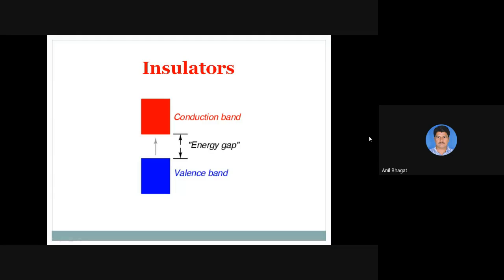An insulator acts as an escape-proof. There is no current flowing through that device, right? The conduction band and valence band are separated by the energy gap, and a very large gap is in between the valence band and conduction band. In an insulator, the energy gap is relatively large.